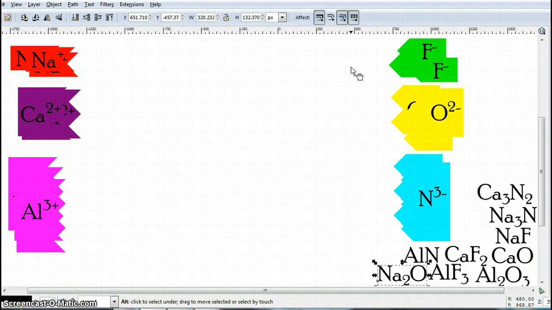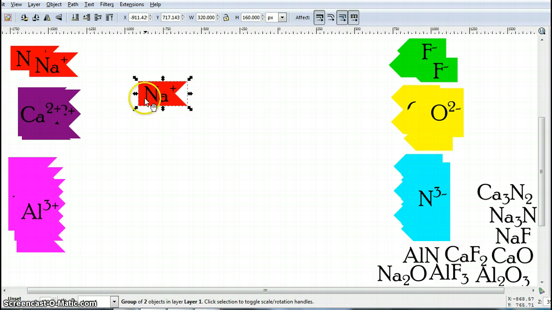Okay, what you will see here is I am using the program Inkscape and I've drawn a few shapes here to illustrate the idea of ionic bonding. Now, a binary ionic compound is going to be a compound that contains two ions, an ion being a positively or negatively charged atom. For example, this would be a cation. It's positively charged, and this is the sodium cation. Over here we would see these are anions. Anions are negatively charged ions. So this would be the fluoride ion.